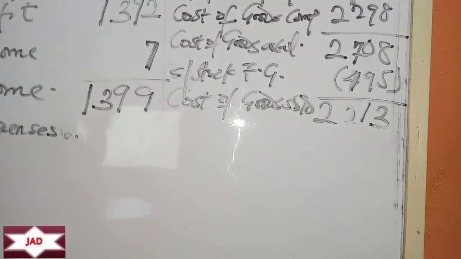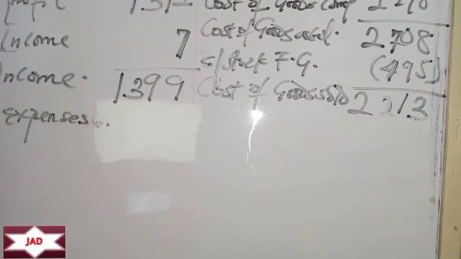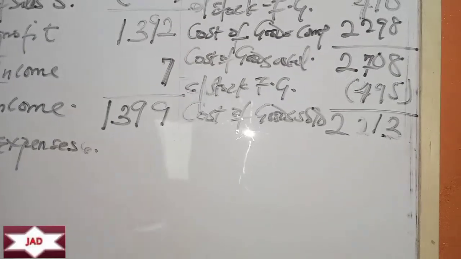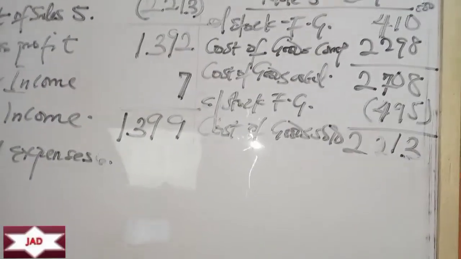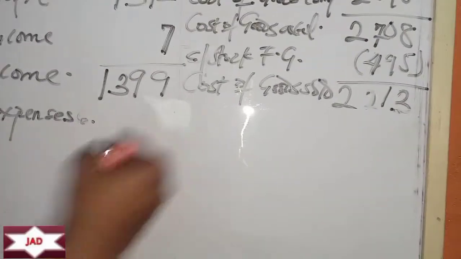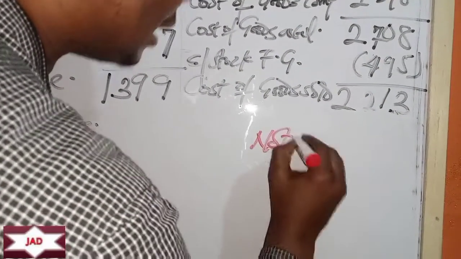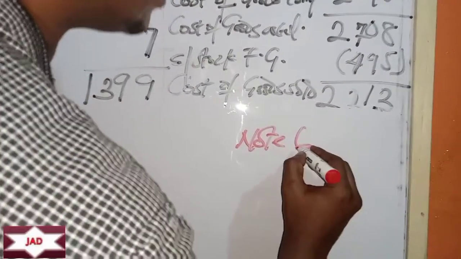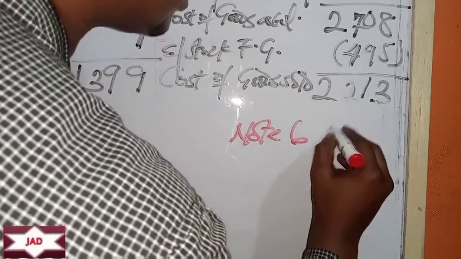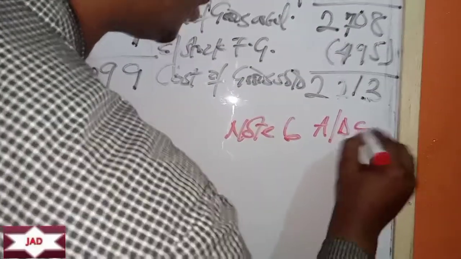So then let's not call it indirect, all the administrative and distribution expense. Let's not call it indirect expense. Let's call it administrative and distribution expense. Yeah. So let's go. So let's say note 6, administrative and distribution expense.